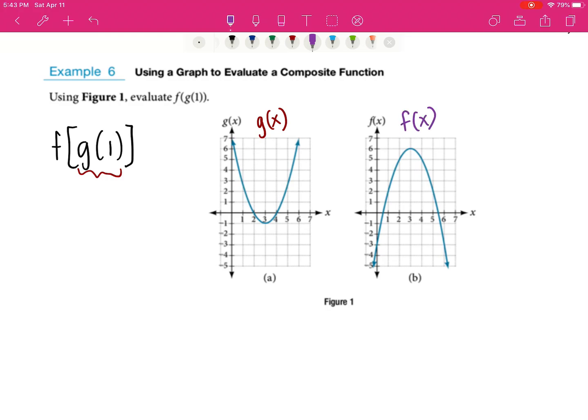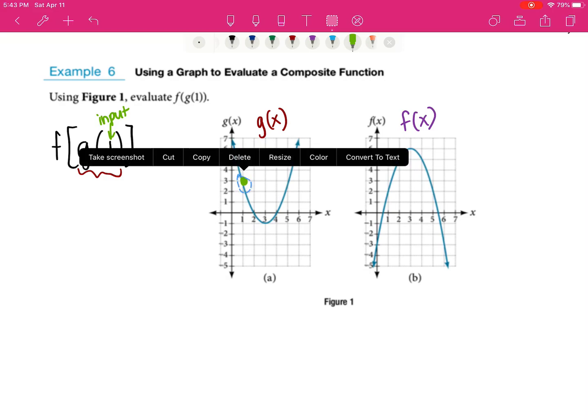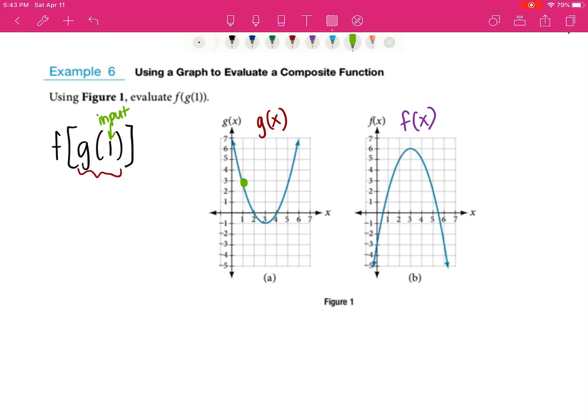So if I want to find what g of 1 is, I'm going to put a 1 into the graph. So this is your input, your input into g. I'm going to put a 1 in, and when I put a 1 in, I get out a 3. So g of 1 is equal to 3.